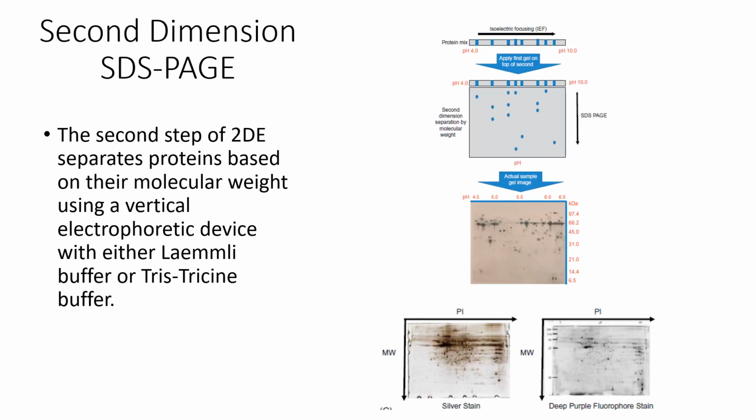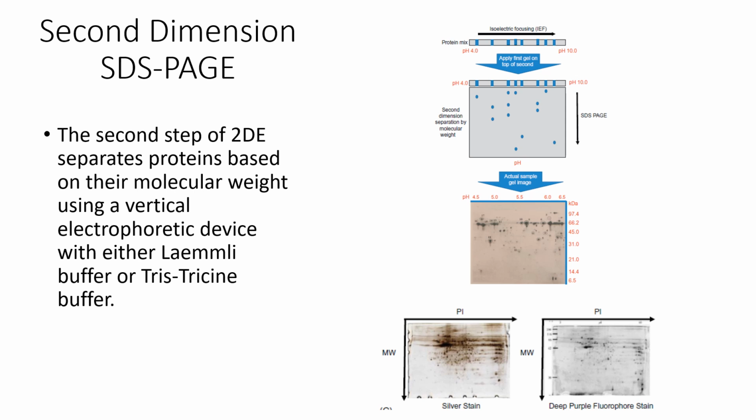That's the NEPHGE. And then after the first dimension, the second step, 2D gel, will separate the proteins based on their molecular weight using the vertical electrophoretic device with either laemmli buffer or tricine buffer. Instead of loading protein sample within the well, the first dimension rehydrated strip is carefully placed on the top of the SDS gel and sealed with agarose. So then the protein can be separated the same.